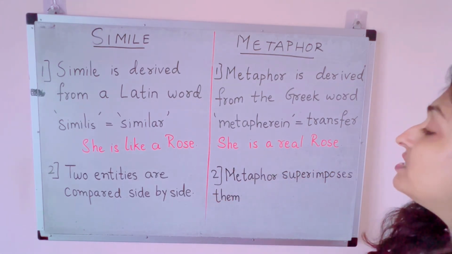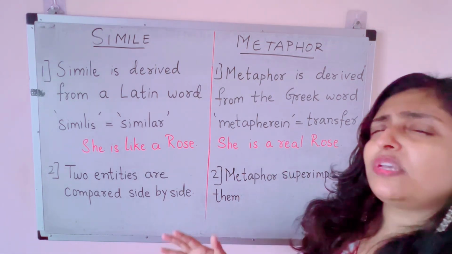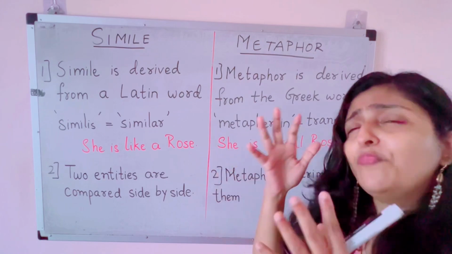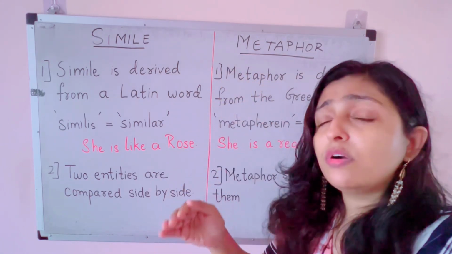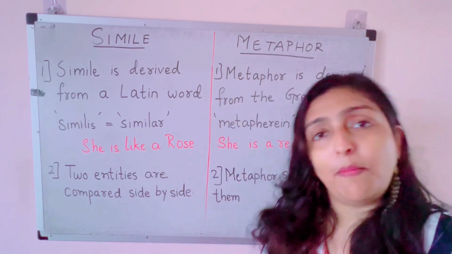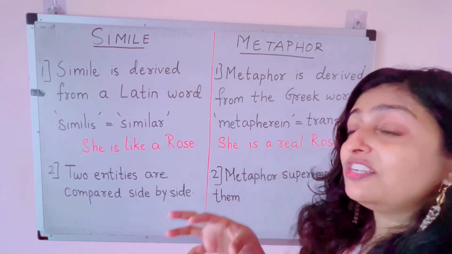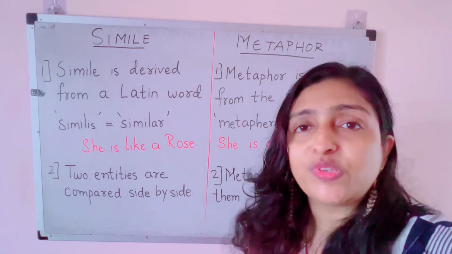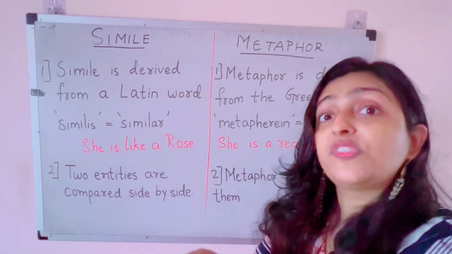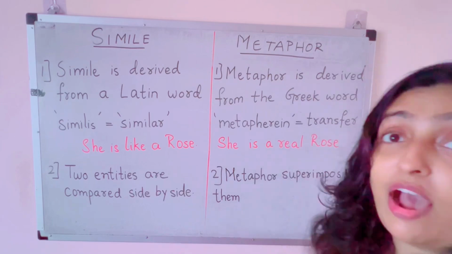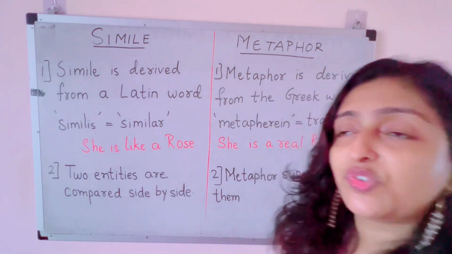And the second point is metaphor superimposes them. What do you mean by superimpose? To place or to keep a picture or a word on top of something. That's called superimpose. So when we say she is a real rose, we are placing that individual or the person on top of something else, and that is a flower. So these are the first 2 points. Let's move on to the next.